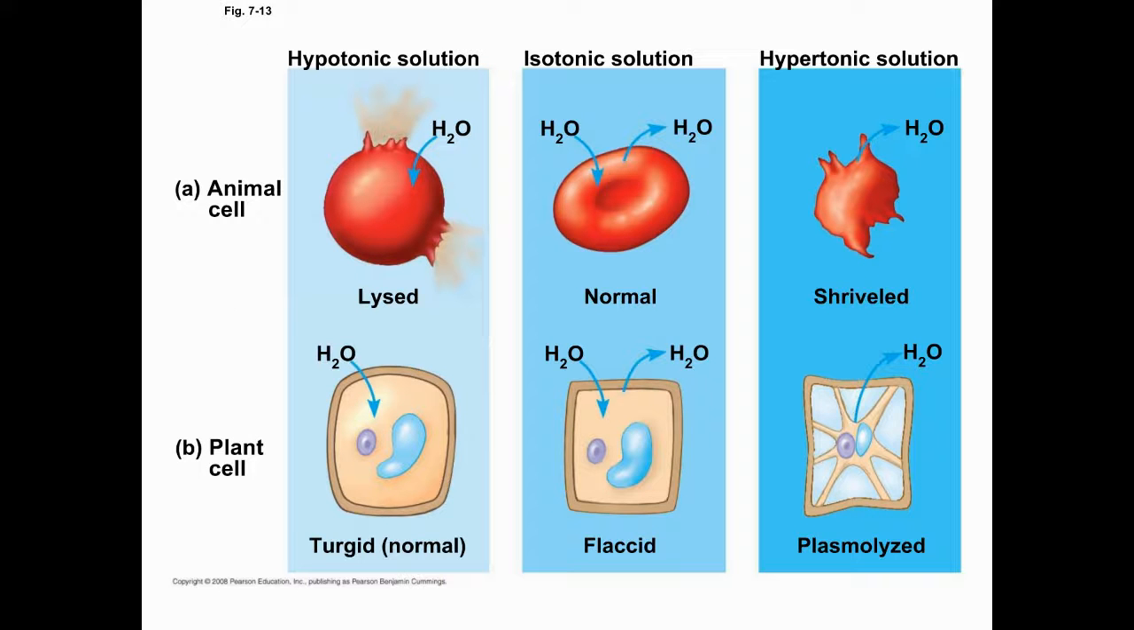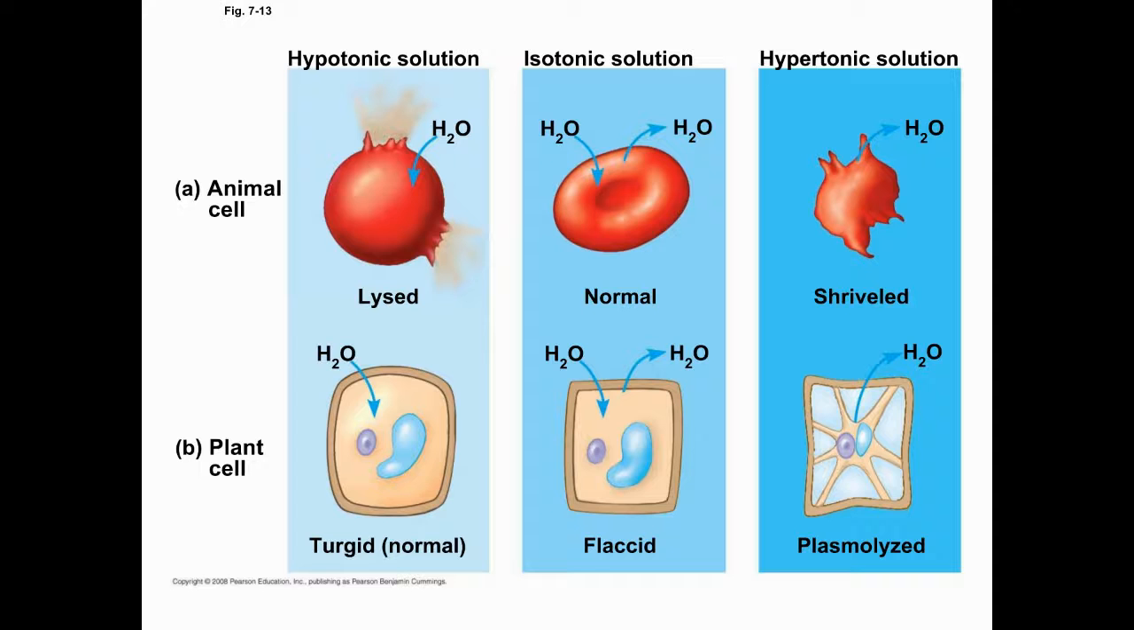So here we have our isotonic situation. We have equal concentration in and out of the cell. Notice water's still moving, it's just moving in a net zero situation. Notice a red blood cell: animal cells prefer to be in an isotonic solution. Why? They don't have a cell wall, right? So they want to have this balance. They want to be in equilibrium.